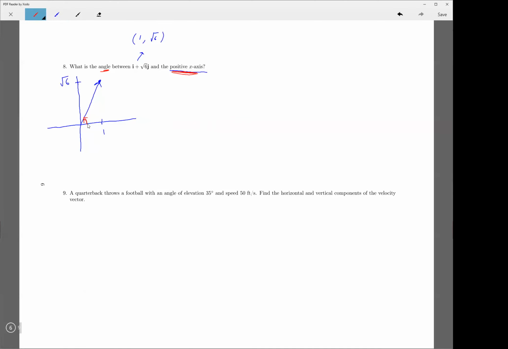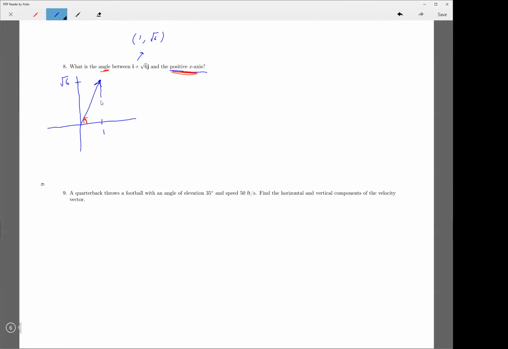Okay, and so what this is sort of getting at is the other way that you can express vectors, and that is direction and magnitude, rather than the component form. And so finding the angle that it makes with the positive x-axis, that would be direction. And then the length of this hypotenuse here, the length of the vector, would be the magnitude, as we already know. Okay. So anyways, we want to know what that angle is.